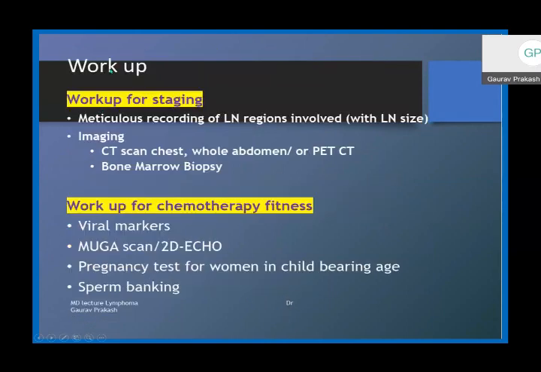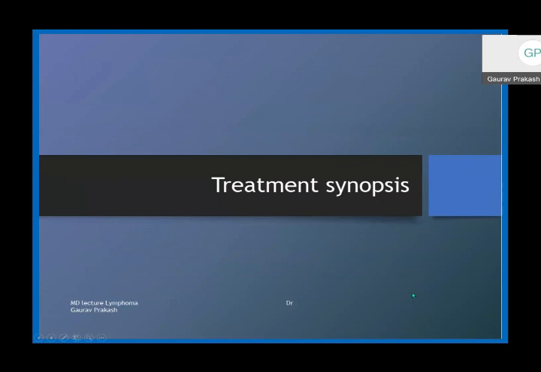Now, we have talked about the workup of this patient. We have already talked about PET CT and bone marrow biopsy. One common question that is asked nowadays: do we need to do bone marrow biopsy in all patients of lymphoma for staging? The answer is now no. If the patient has early stage lymphoma and the PET scan shows that the bone marrow is clear, then you need not do a bone marrow biopsy. You can omit it. These are the other investigations that you usually do: all the viral markers, 2D echo, pregnancy test in women of reproductive potential. And sperm banking should be offered for patients whose family is not complete.